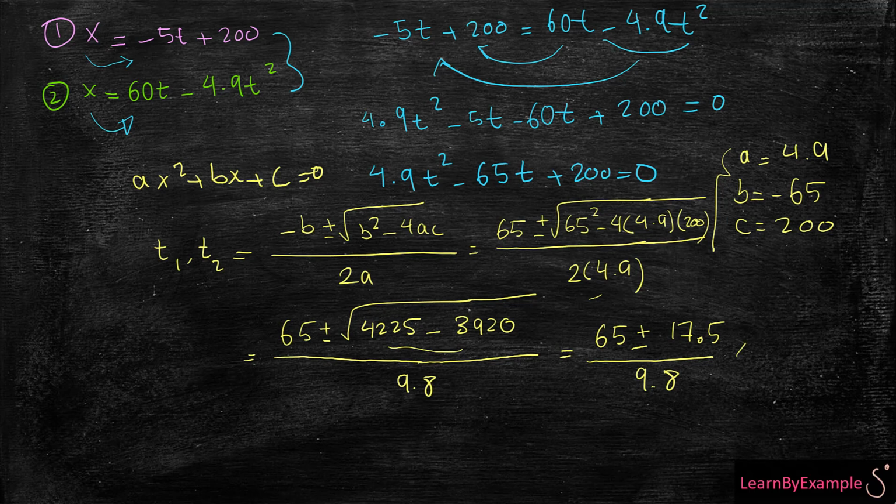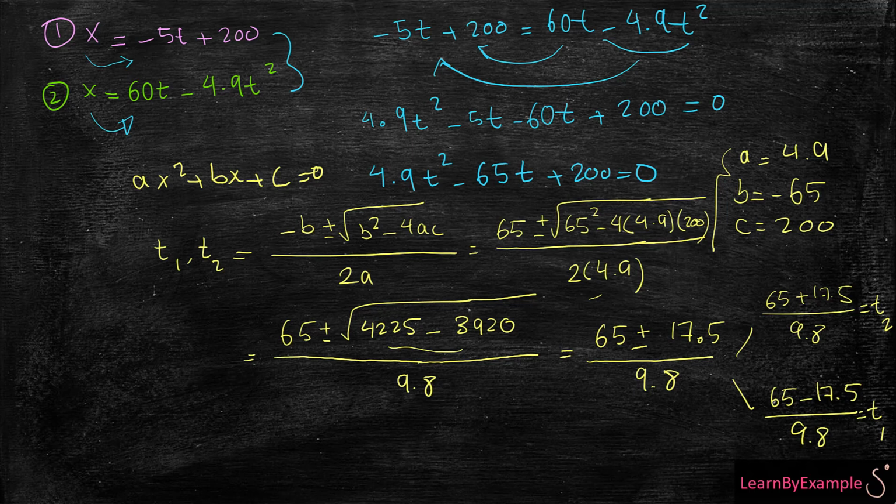I can have 65 plus 17.5 divided by 9.8, or I could have 65 minus 17.5 divided by 9.8. Okay, so this will give me my t1, this will give me my t2, for example, or whatever you want to call it. Or let's actually name it this way. I will explain why later.